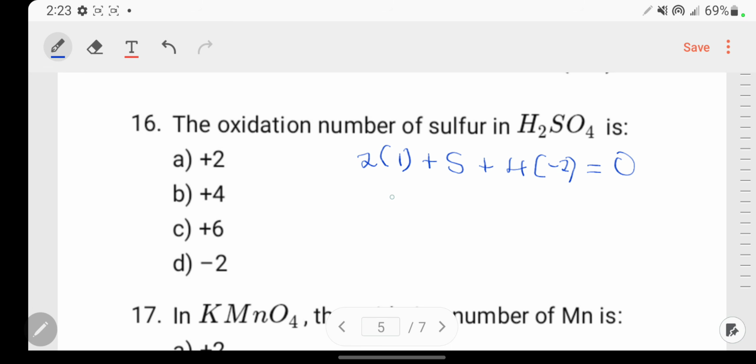So we have a 2, then plus S, then 4 times -2, we are going to have -8, should be equal to 0.